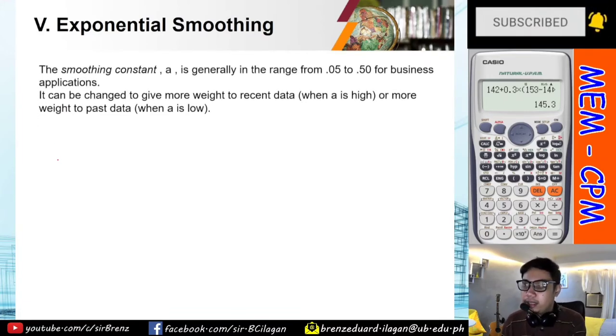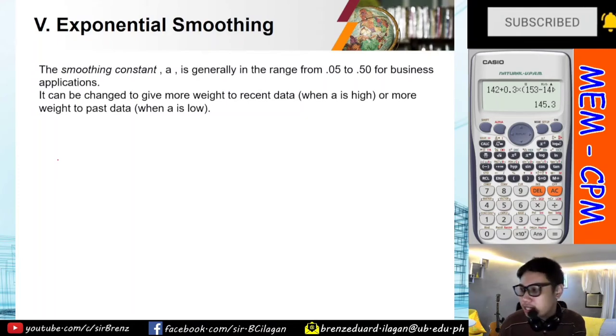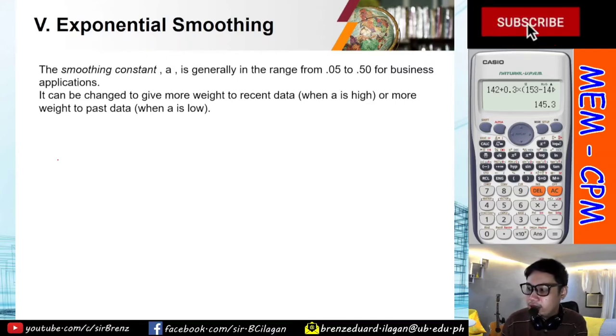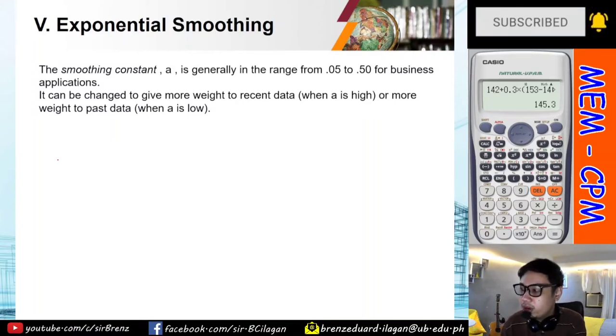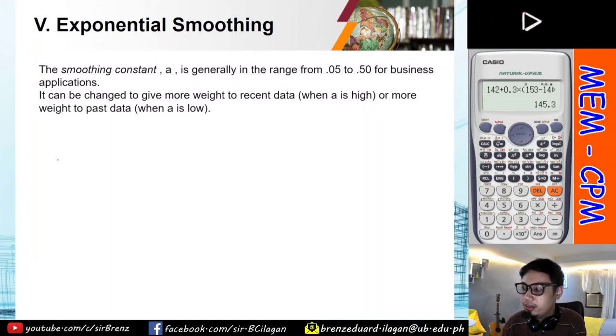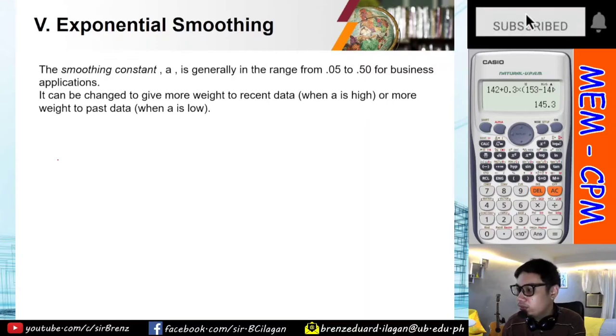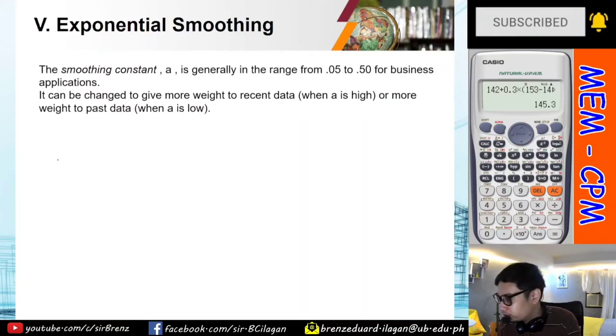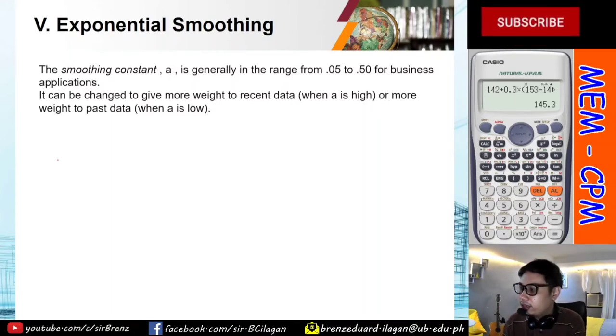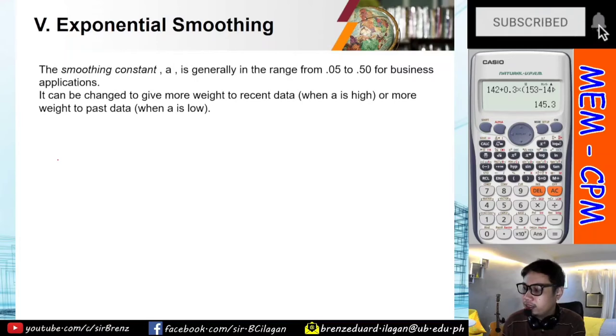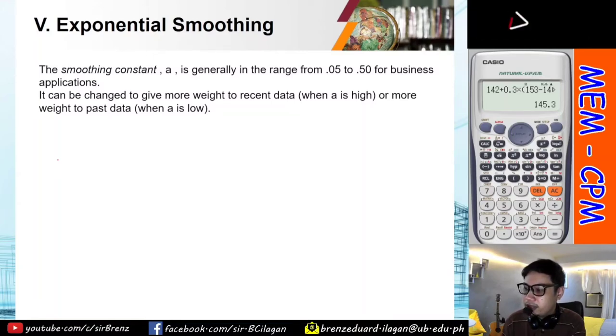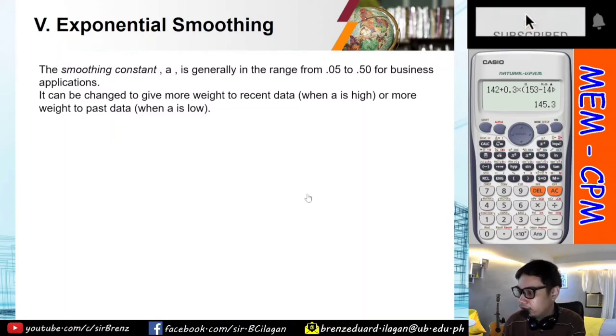So, ano ba yung gusto sabihin dito kung ba't ako naglagay ng another value? So, the smoothing constant, alpha, is generally in the range from 0.05 to 0.5 for business application. It can be changed to give more weight to recent data when alpha is high, or more weight to past data when alpha is low. So, when alpha reaches the extreme of 1, then in the equation all the other values drop out and the forecast becomes identical to the naive model mentioned earlier in this lecture. So that is, the forecast for the next period is just the same as the period's demand. So habang lumalaki daw yung alpha, nagiging same lang siya doon sa period's demand.